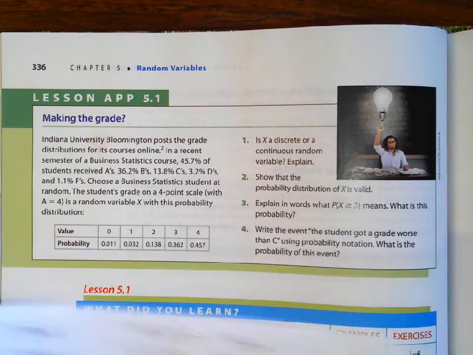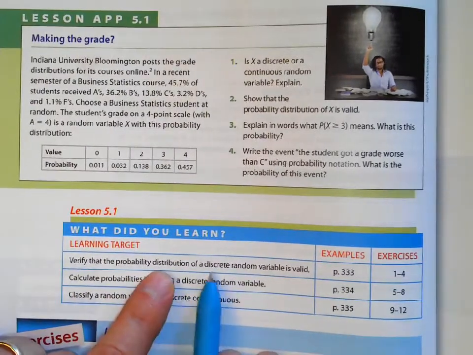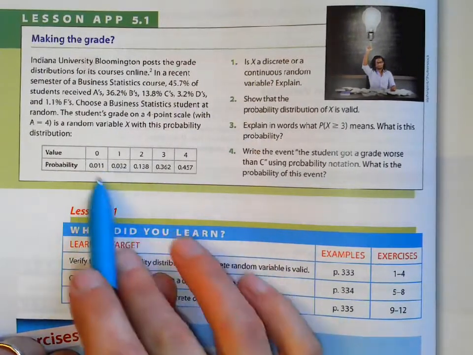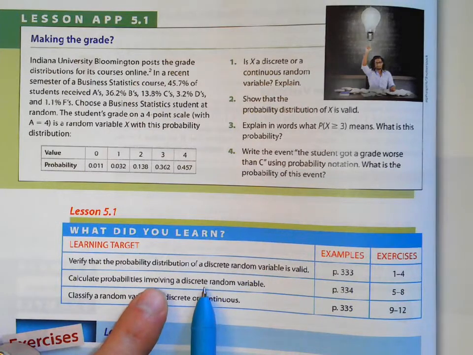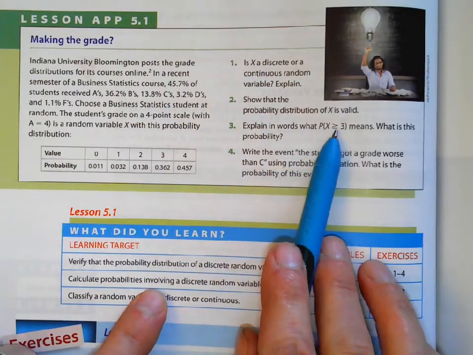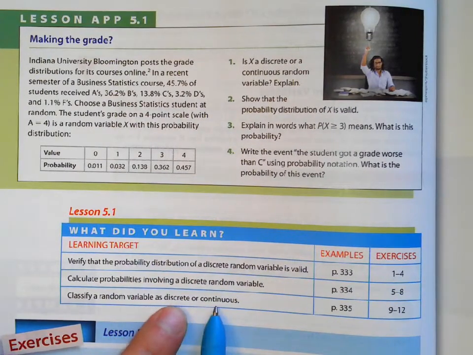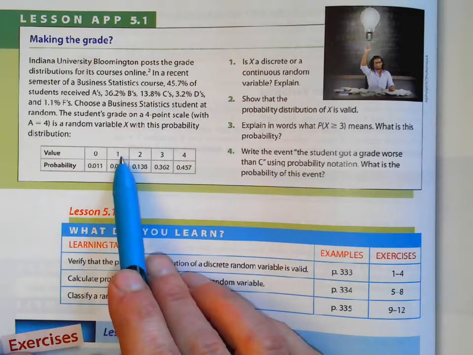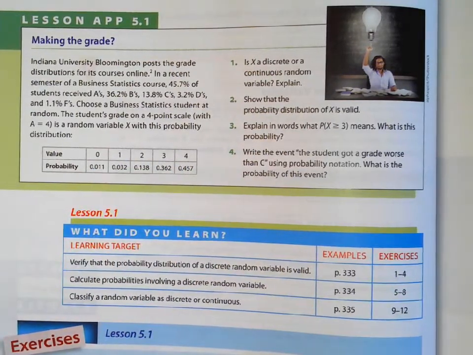Okay, so these are what we learned today. Is it valid or not? How do you find those probabilities like this one? You can just add them together. And random variable, discrete or continuous? Is it a numbered thing here, or is it continuous where it could be any number between any of those numbers as well? Okay.